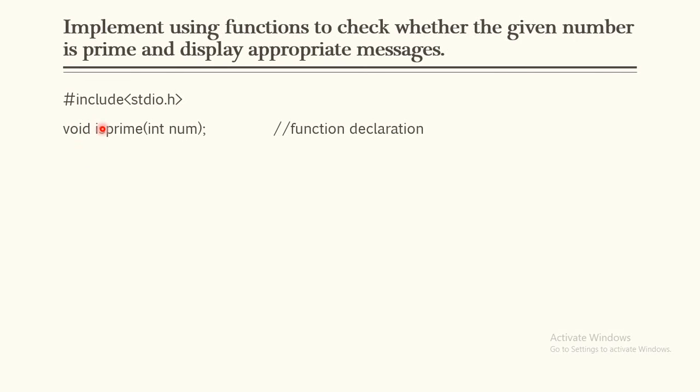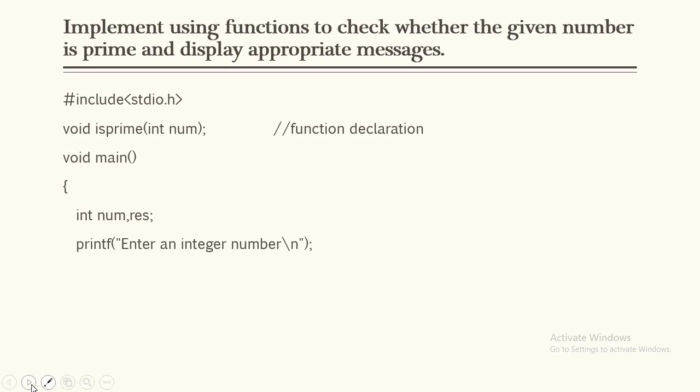It does not return anything, so we have written it as void. IsPrime is the function name and it takes one variable, that is number, given by the user. Then in the main function, I am calling the function as well as taking the input from the user. I am using two variables here, num and result. Num is the variable used to store the number entered by the user.